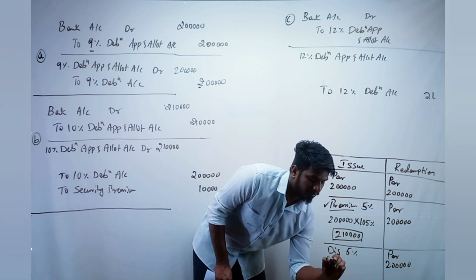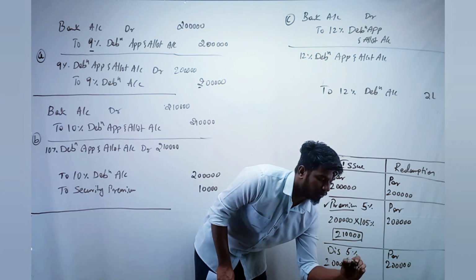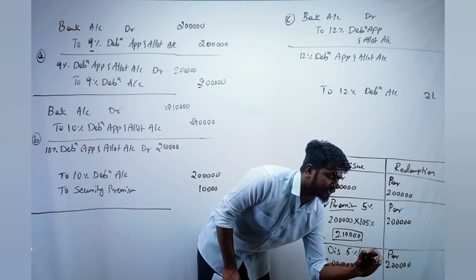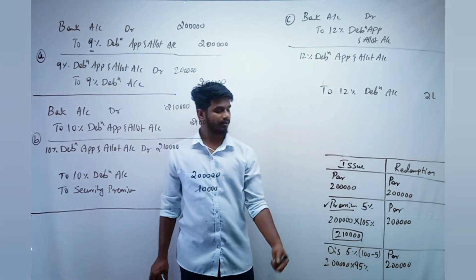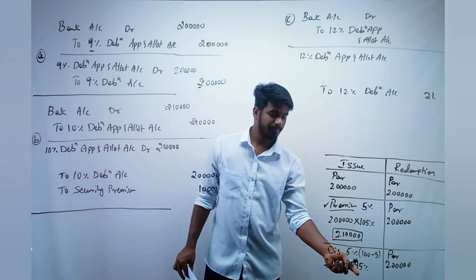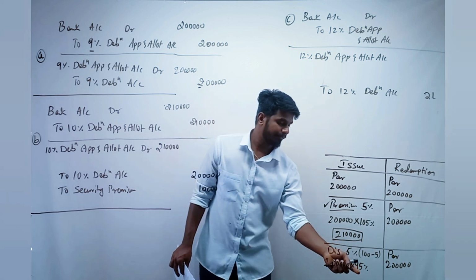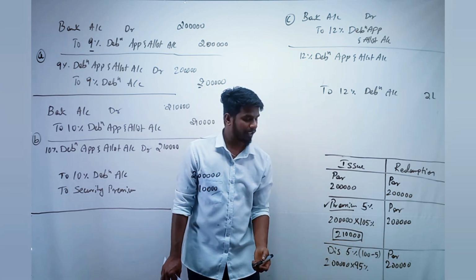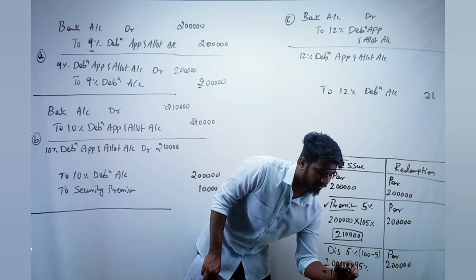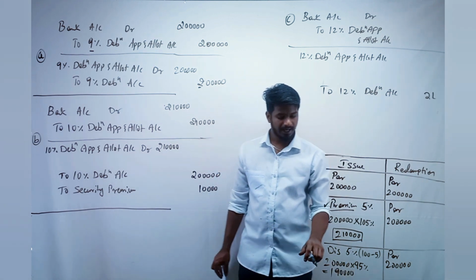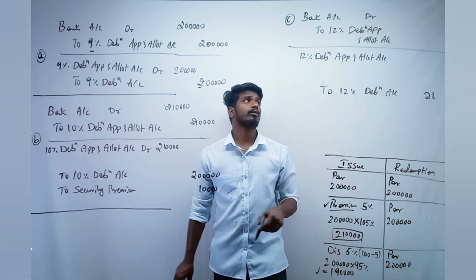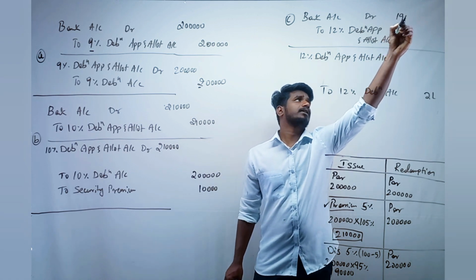Right. So for discount, how we'll calculate: 2 lakh into 95%, which means 100 minus 5. If it is 10%, we will get 90%. If it is 15%, we will get 85%. If it is 20%, we will get 80%. So it will be 1,90,000. If you multiply, you will get that. So in bank account, we will receive 1,90,000.